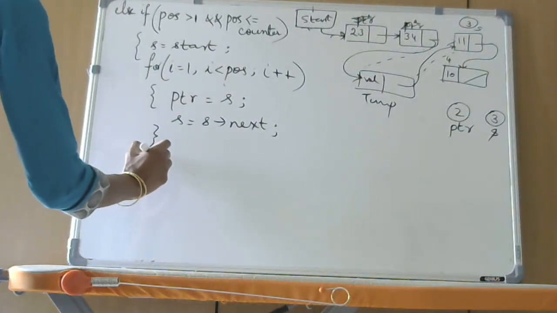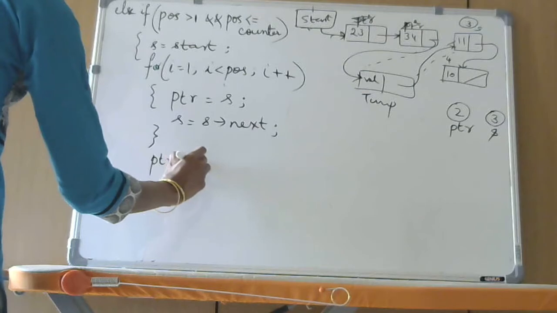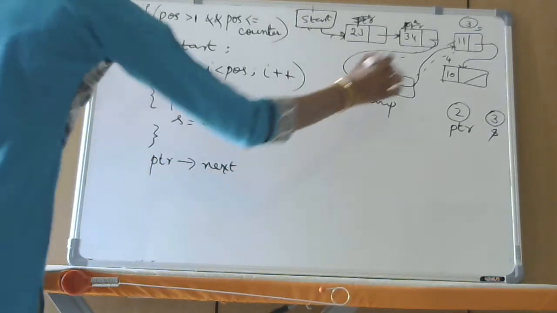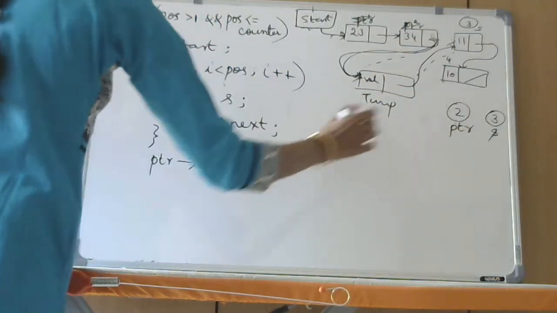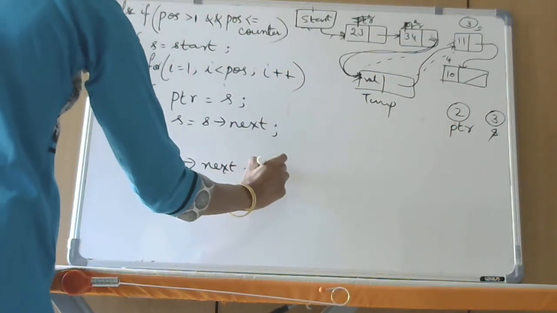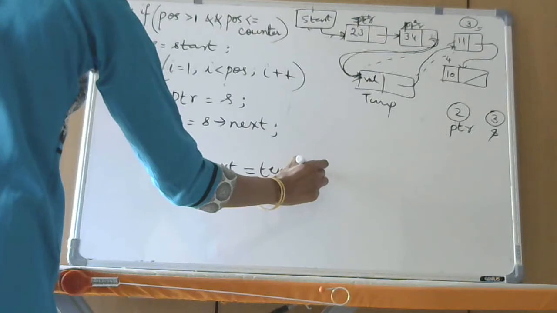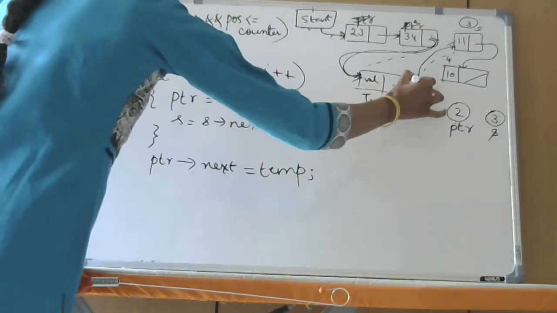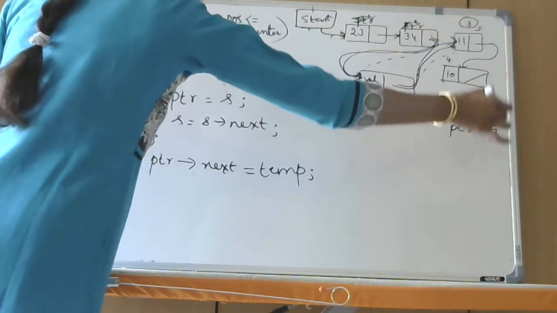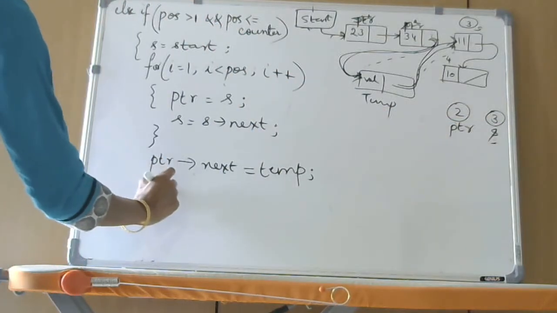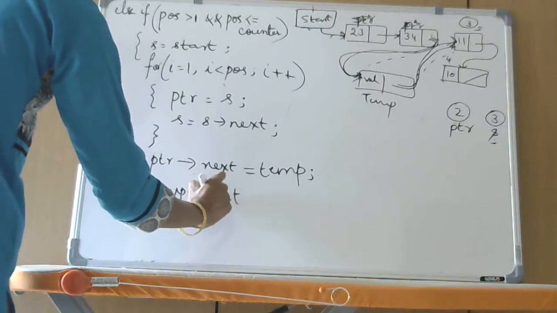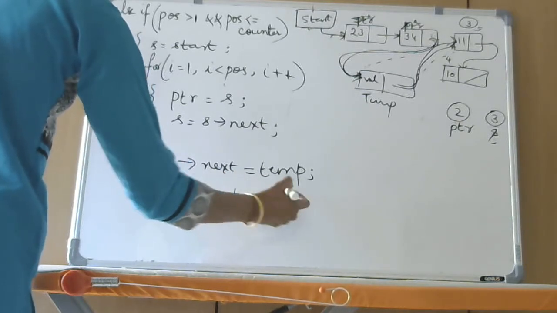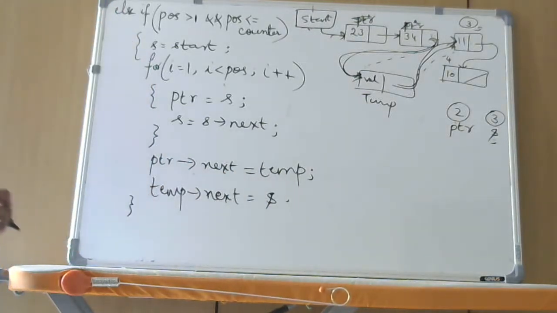Okay. So what can I write here? Pointer of next. This has to come to your temp, is it not? What is this? Pointer. So pointer of next will be equal to temp. Temp of next will be this node. What is this node? Yes. So temp of next will be equal to yes. Okay. That is how you insert at that position.